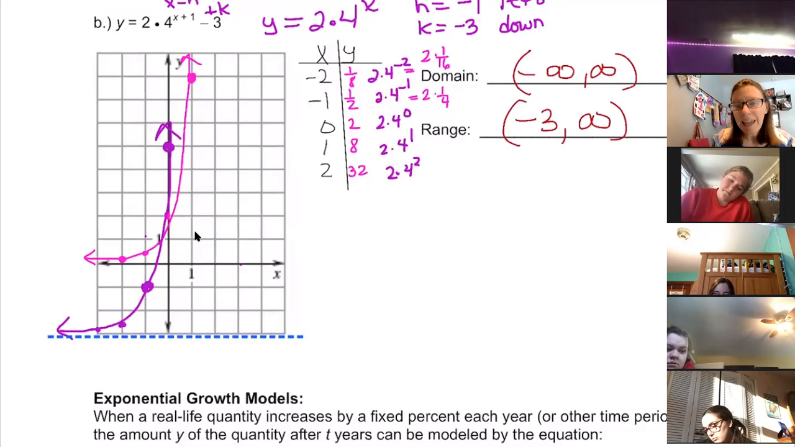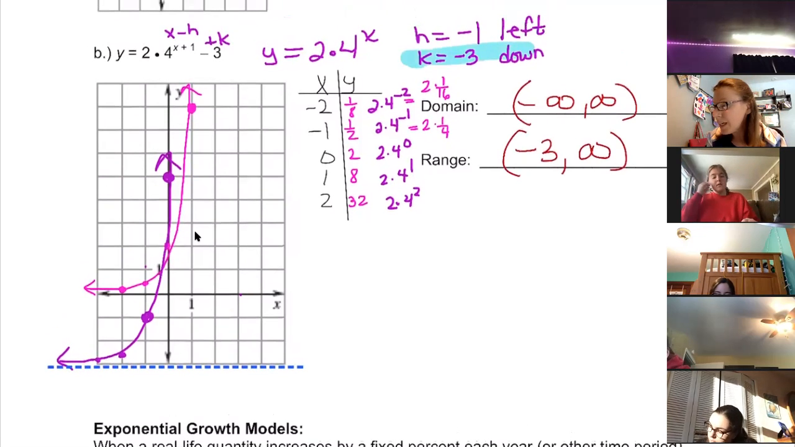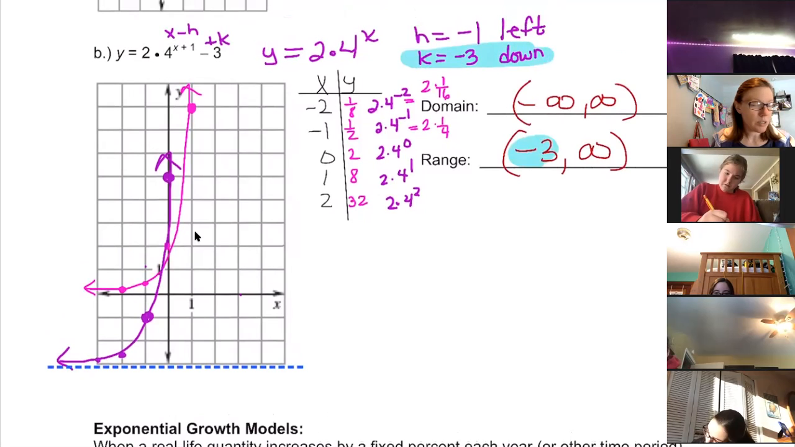So your k value controls the range. That's an easy thing to think about. Whatever your k is, that's the value of the range. That's where that asymptote is going to be located. Are there any questions?